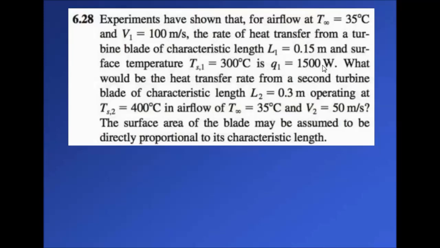They want us to find what would be the heat transfer rate from a second turbine blade with a different characteristic length of 0.3 meters as compared to 0.15 meters, operating at a surface temperature of 400 degrees Celsius as compared to 300 degrees Celsius. The surrounding temperature is still the same, 35 degrees Celsius, but with a different velocity now of 50 meters per second rather than 100 meters per second. The surface area of the blade may be assumed to be directly proportional to its characteristic length.